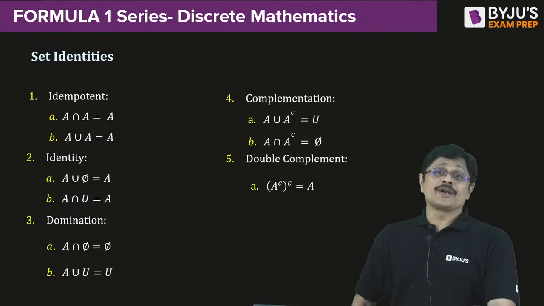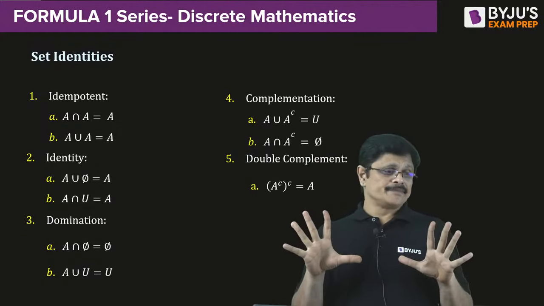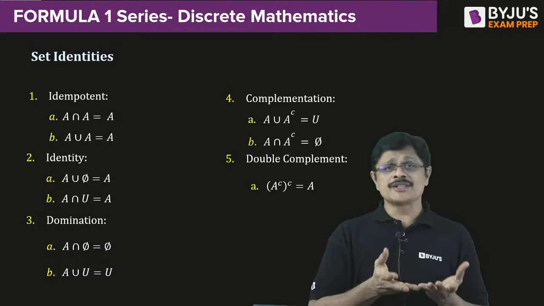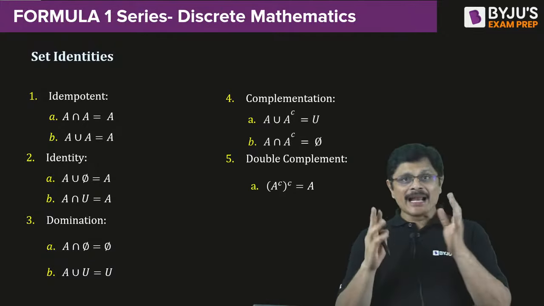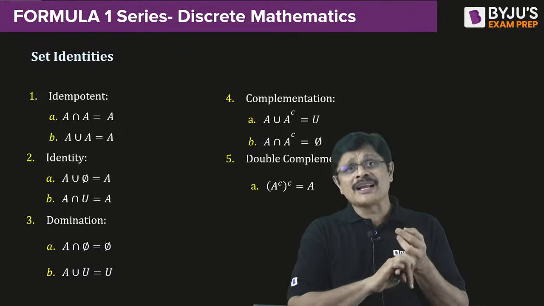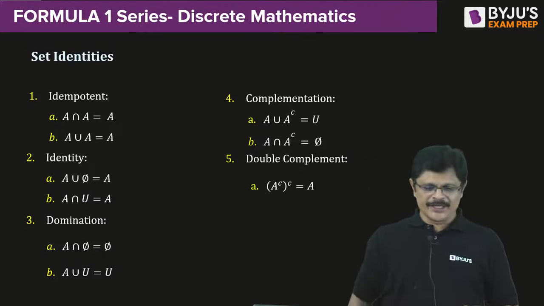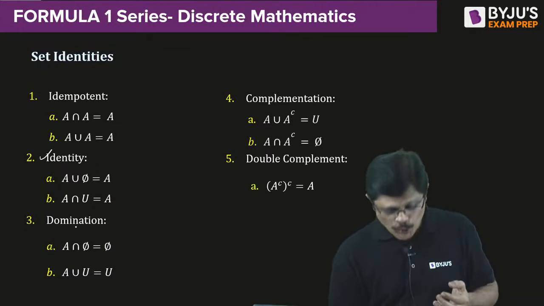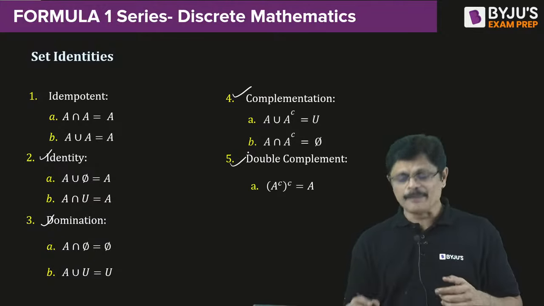Now comes the important identities. These 10 identities must be on your fingertips, whether you are doing Boolean algebra, digital logic, or set theory. Later on I'll try to make an analogy between set identities, equivalences of logic and Boolean algebra. What are the properties? Idempotent, identity, domination, complementation, double negation.